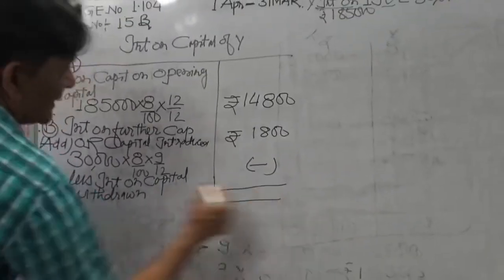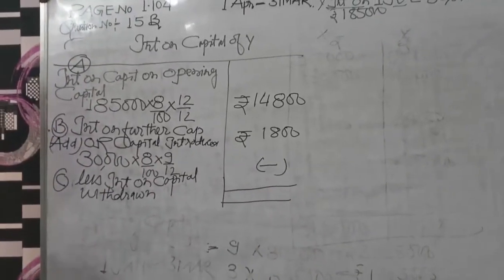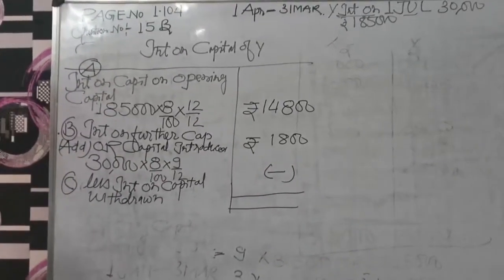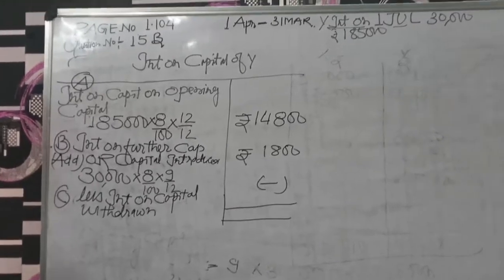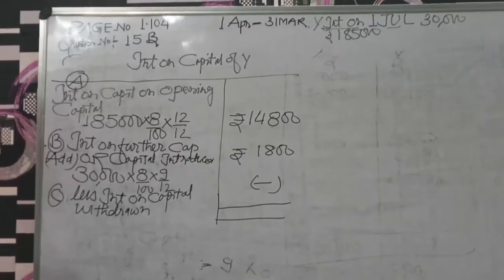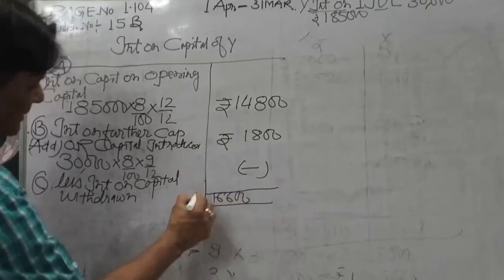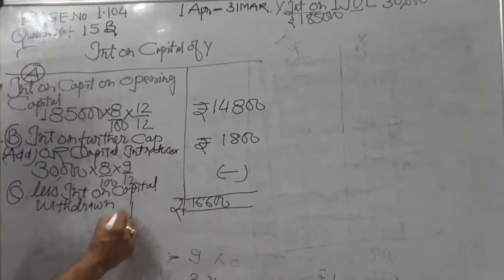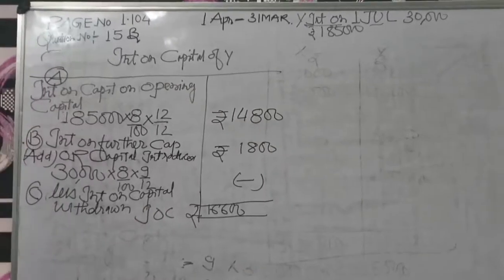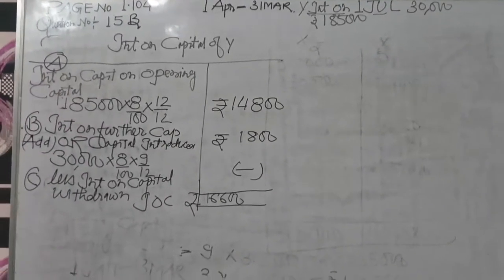So the total interest on capital would be 14,800 plus 1,800, 16,600 through the statement method. This is your interest on capital. This is our statement method.